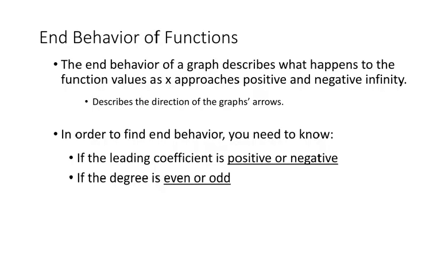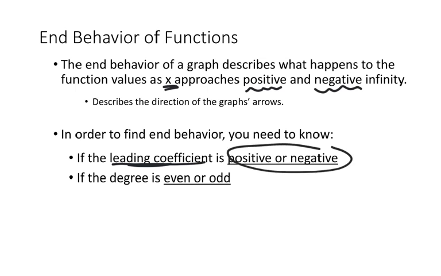Today we're going to continue with the notes, and today we're going to talk about end behavior. End behavior of a graph describes what happens to the function values as x approaches positive and negative infinity. So you're talking about which way the arrows would go if you were going to graph it. And in order to find end behavior, you need to know if the leading coefficient is either positive or negative, and you have to know if the degree is even or odd.